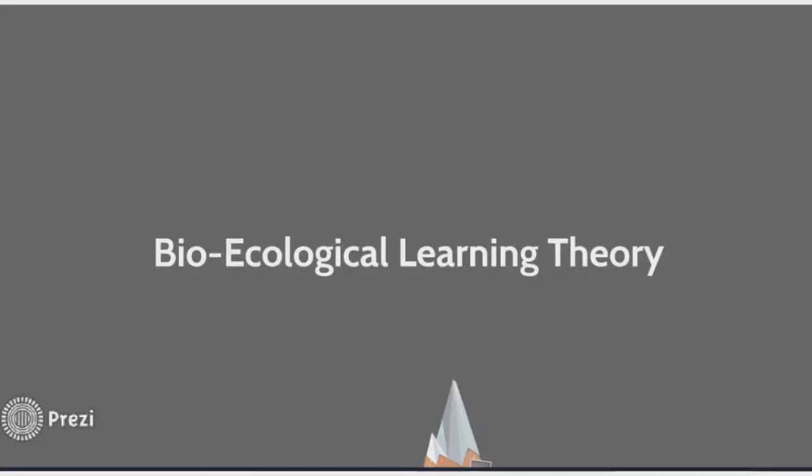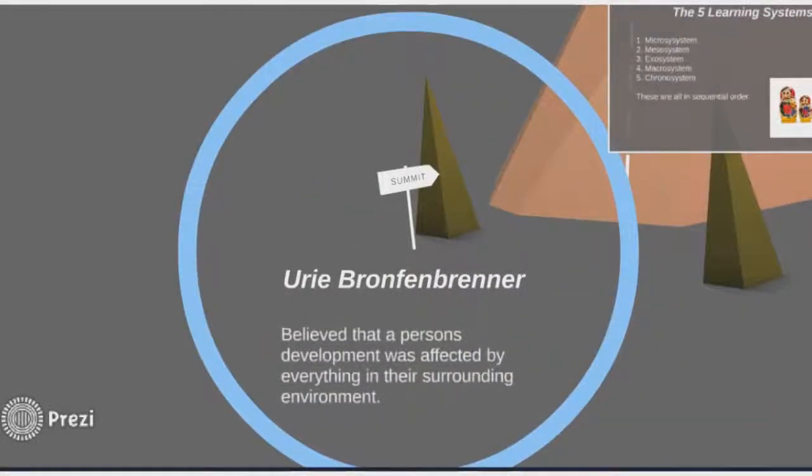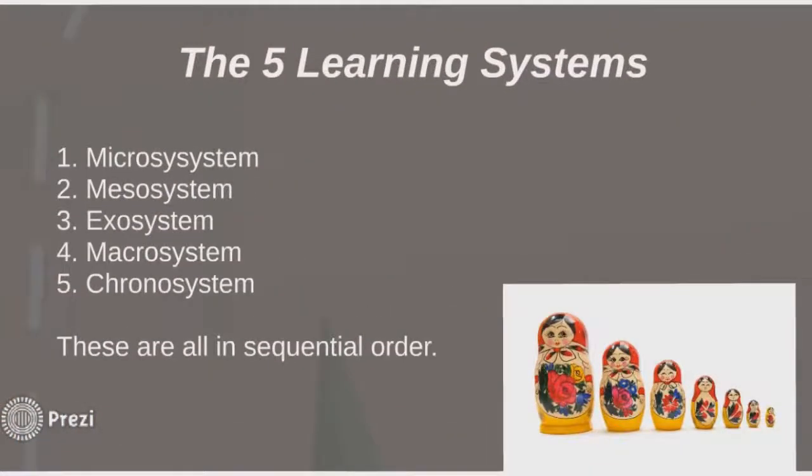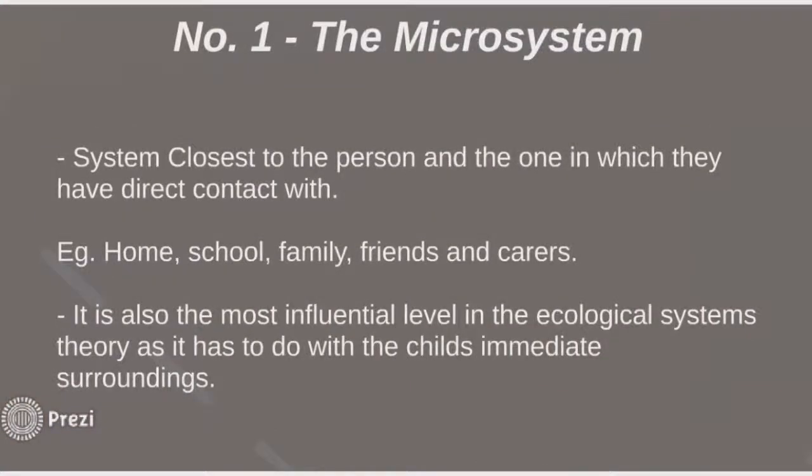Bioecological learning theory. Urie Bronfenbrenner expanded the idea of bioecological learning theory. He believed that a person's development was directly affected by everything in their surrounding immediate environment. There are 5 learning systems in this theory: the microsystem, the mesosystem, the exosystem, the macrosystem, and the chronosystem. They are all in sequential order and one fits inside the other.